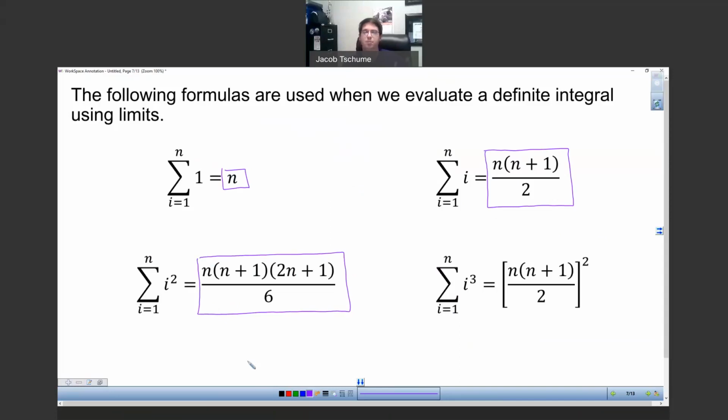And finally, it probably won't happen very often, but I did go ahead and put it on here just in case. If you happen to get an i cubed term, it would be all in brackets, n times (n plus 1) all over 2, and then you have to square it. This one right here is probably pretty rare for what I'm going to make y'all do, but please jot it down just in case. The other 3, I think, all pop up in the problem I'm about to do.